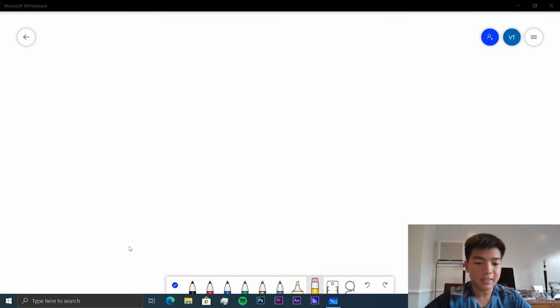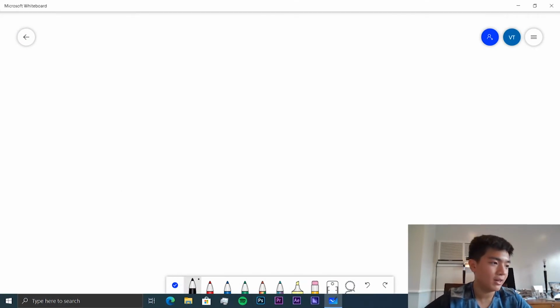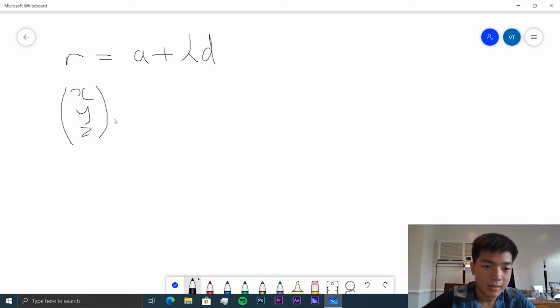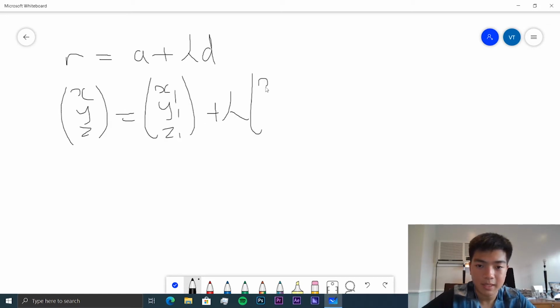So in 3 dimensions, all of the stuff from 2 dimensions carries over. So we have a point is equal to a plus lambda d. In 3 dimensions, for the parts we multiply to the direction vector, we usually use the symbols lambda, mu. And so this is of course equal to x, y, z. It's equal to x1, y1, z1 plus lambda times d1, d2, d3.